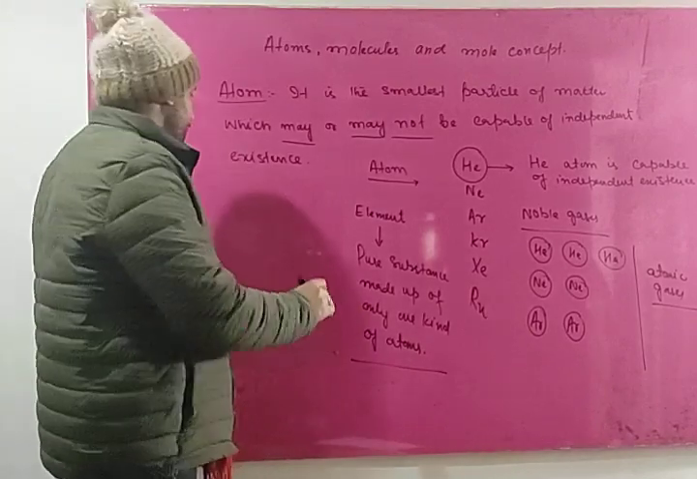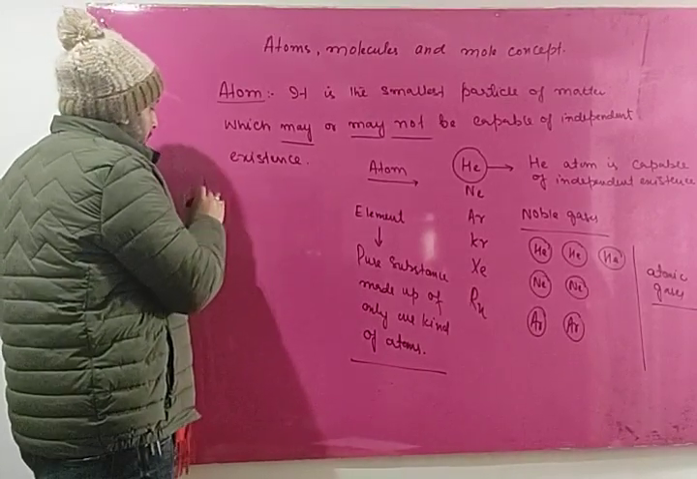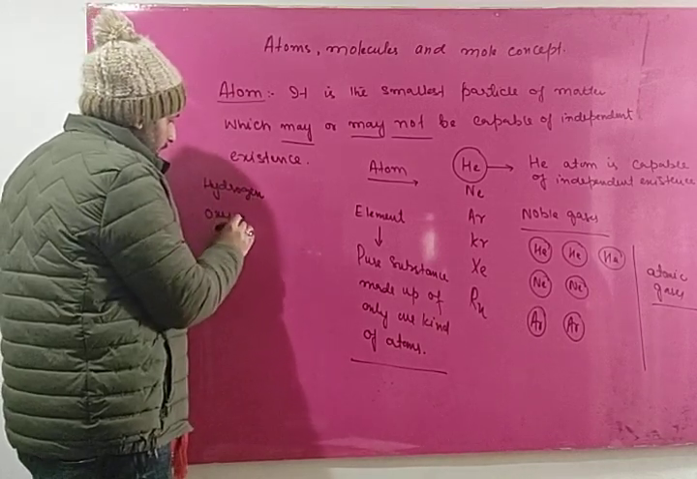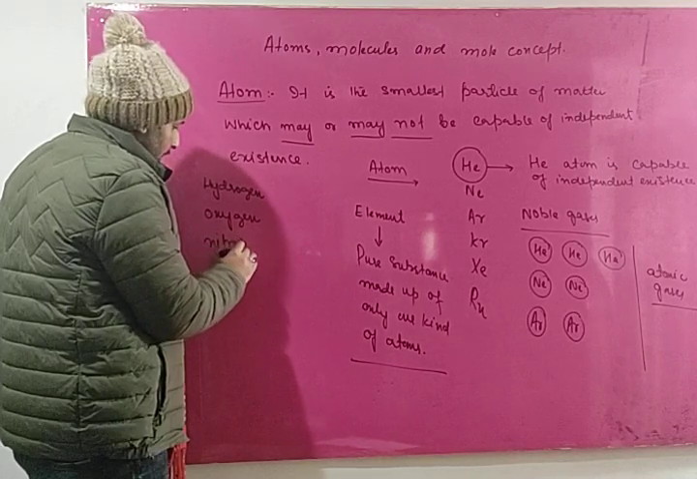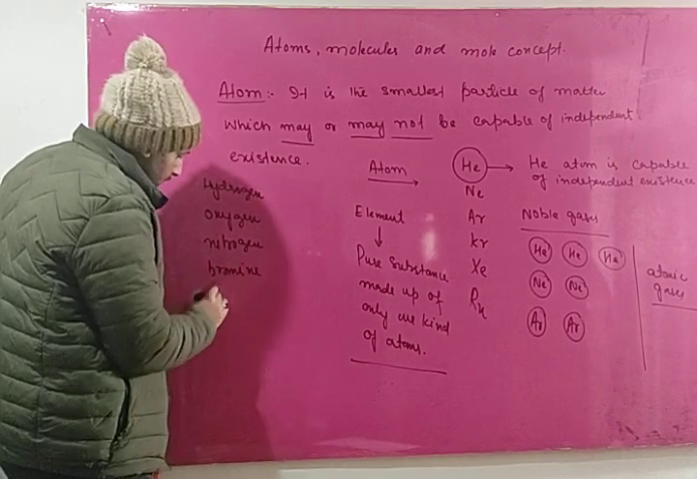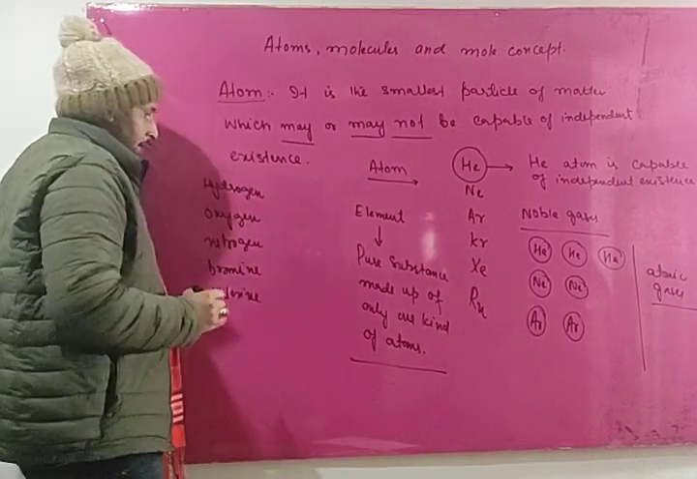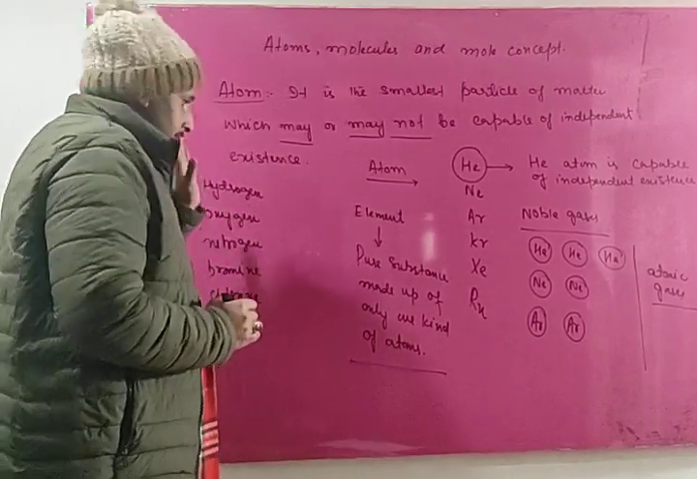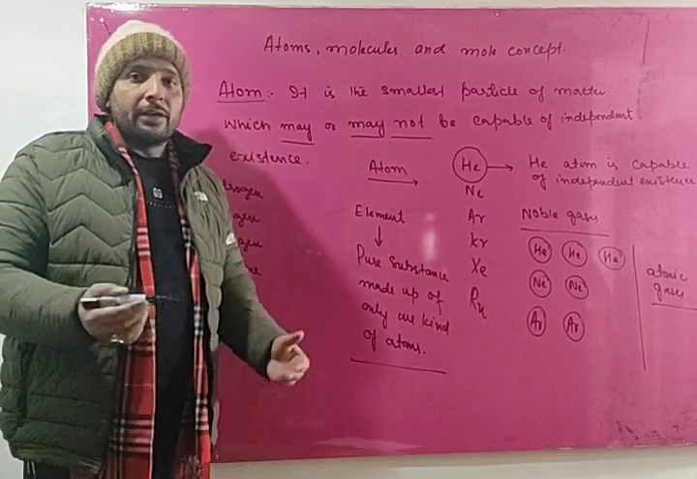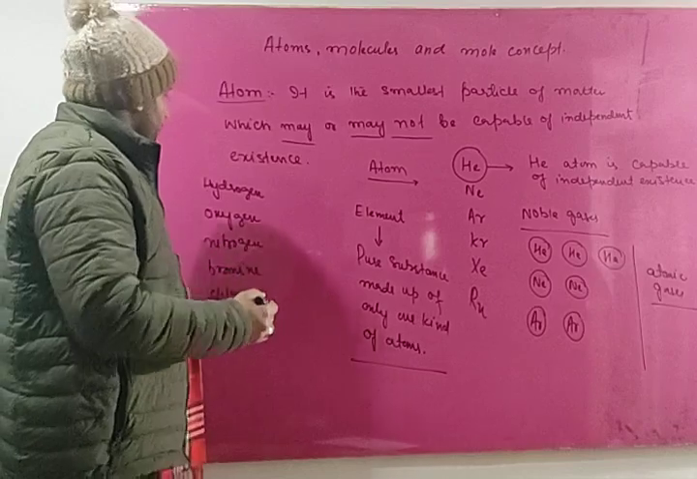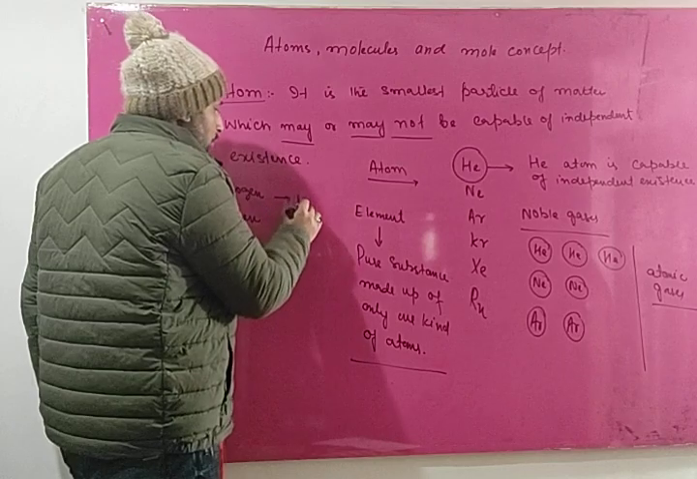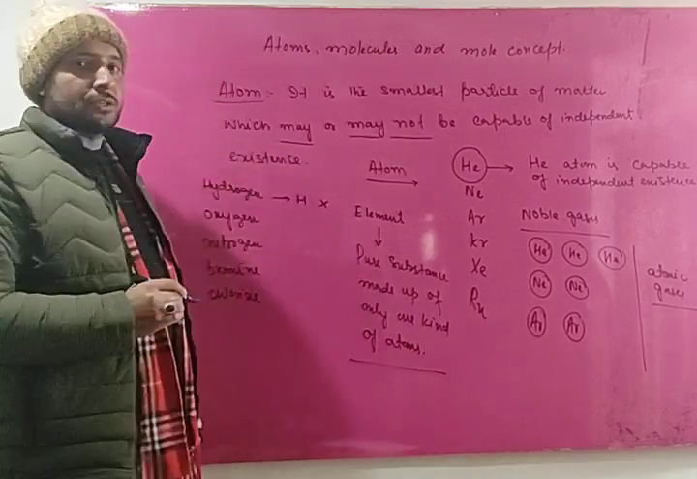In case of elements like hydrogen, oxygen, nitrogen, okay, we have, say for example, bromine, we have, say for example, chlorine. Atoms of these elements, they are not stable. Singly they are not stable. Isolated atoms are not stable. When we see hydrogen in nature, hydrogen does not exist as hydrogen atom. This is non-existent under natural conditions.